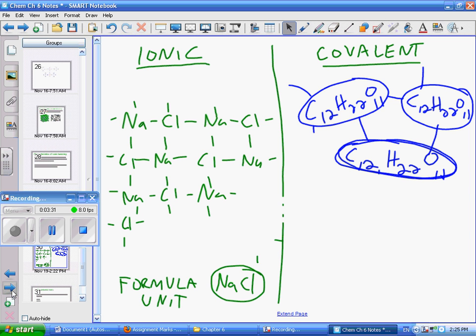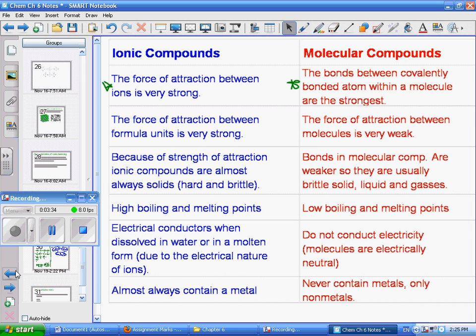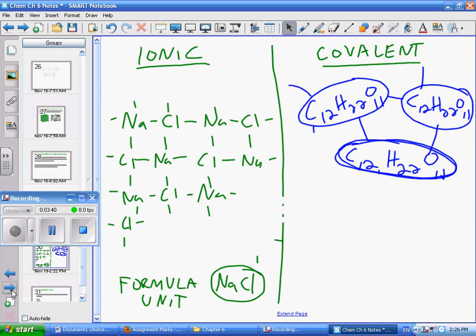Now, going back to the first point right here, what does that mean? It means this. The bonds inside of a molecule are the strongest. That's number one. They're the strongest chemical bonds that we know of. Okay? So the bonds within this molecule are quite strong.